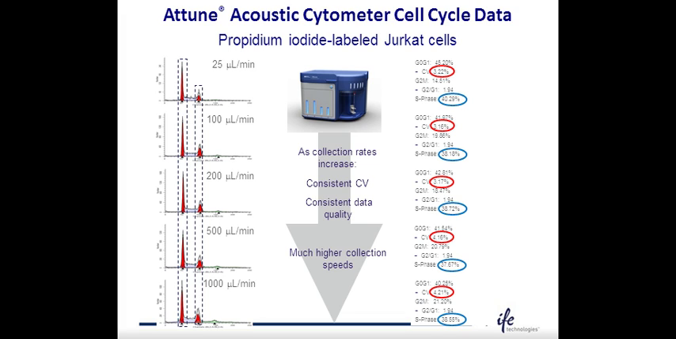The same propidium iodide-labeled Jurkat cells, as shown before, were also tested on the Attune acoustic cytometer at collection rates ranging from 25 to 1,000 microliters per minute. The plots on the left for these collection rates show there is little change to the data quality as measured by CV. In addition, there is little change in the percentage of cells measured in the S phase of the cell cycle. So the Attune produces precise cell cycle data across collection rates, not just the low collection rates. So now any collection rate can be used for DNA content measurement when using acoustic focusing.